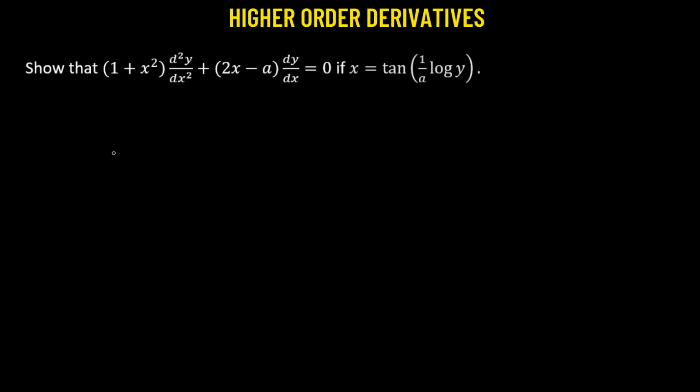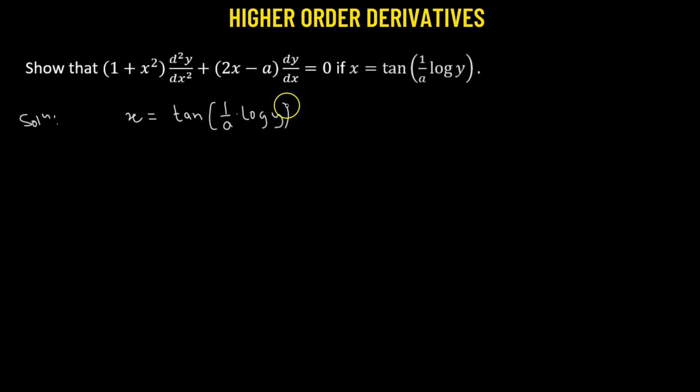So here we are provided with x, which is given by tangent of 1 over a times log of y. Using this, we have to show that the given equation holds true. So let's begin. So here we have x equals tangent of 1 over a times log of y.